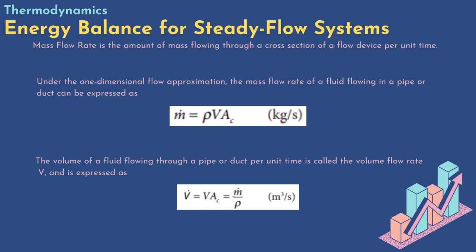Note that the mass flow rate of a fluid through a pipe or duct remains constant during steady flow. This is not the case for the volume flow rate, however, unless the density of the fluid remains constant.